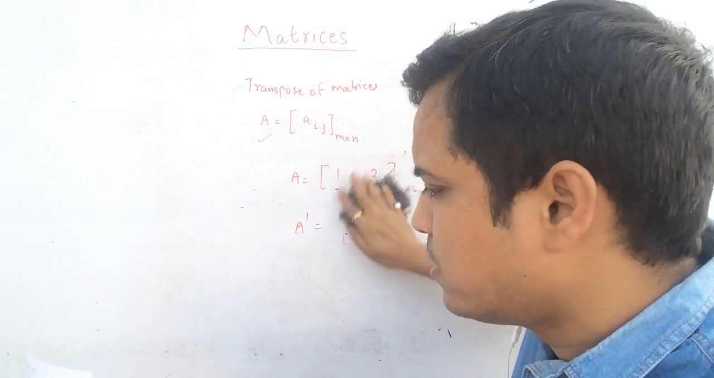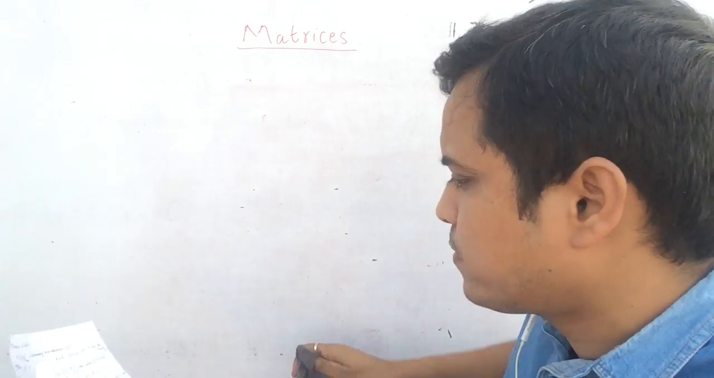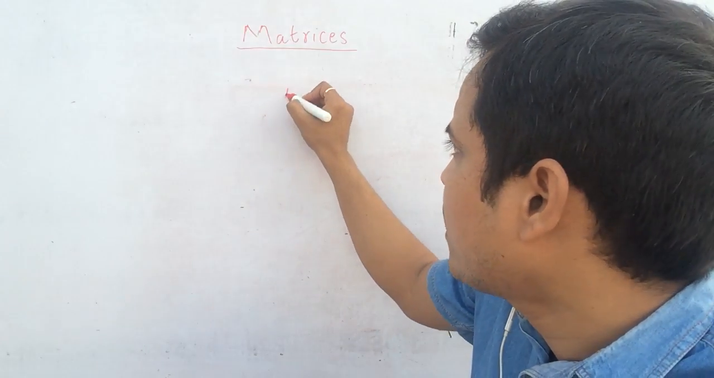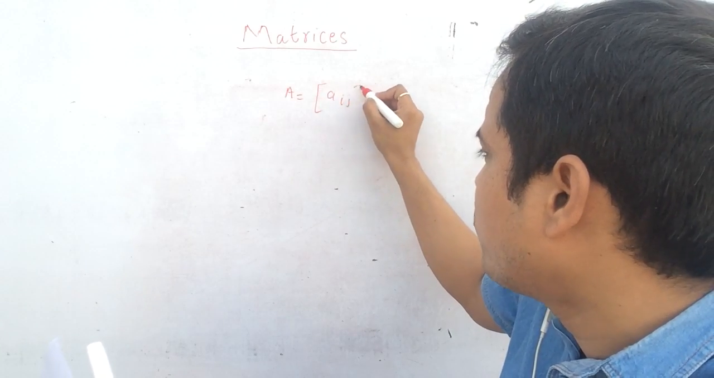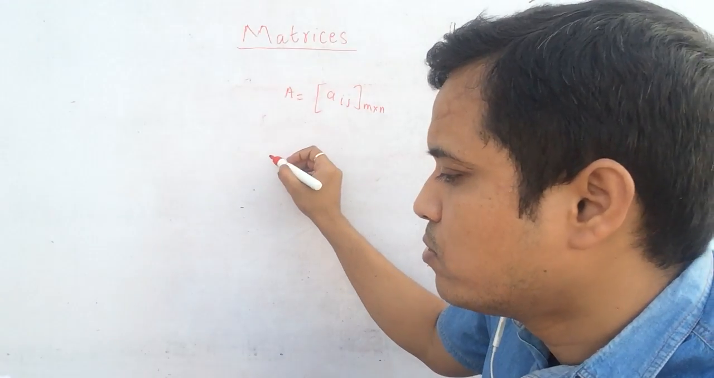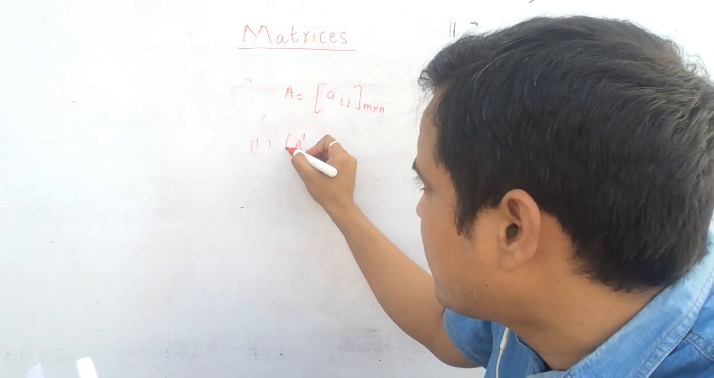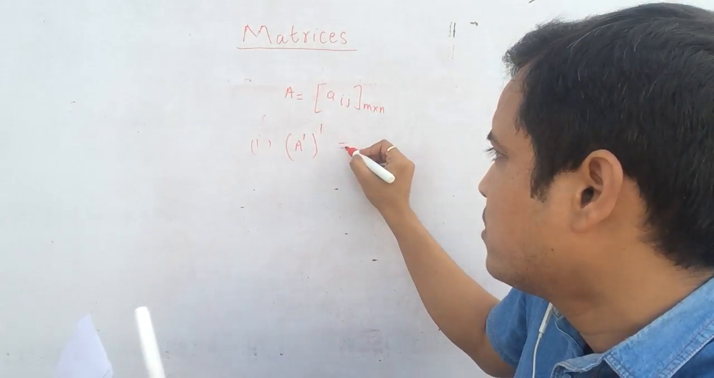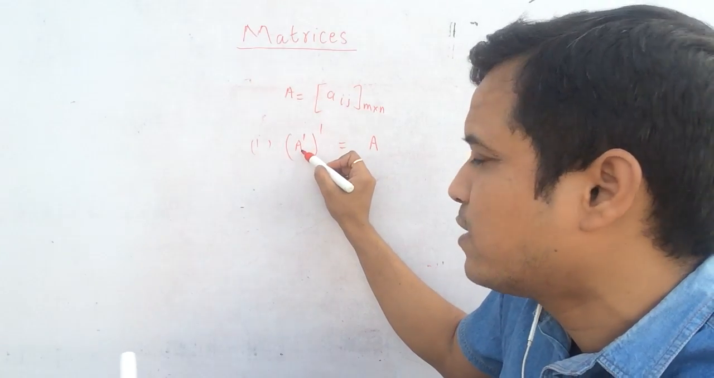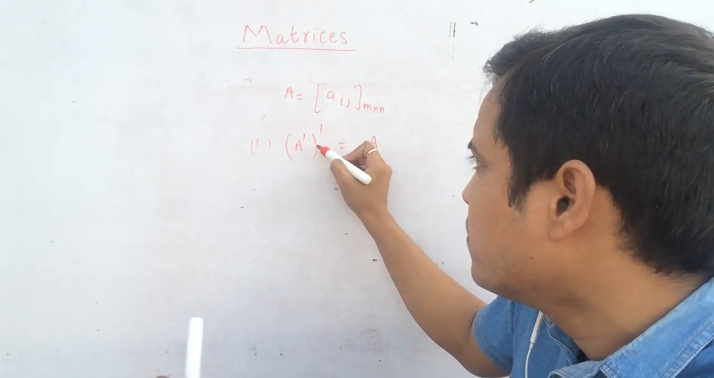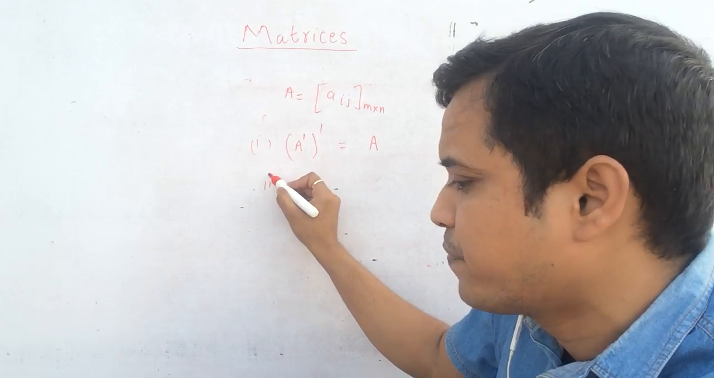Let's move to another topic: the properties of transpose. Here A equal to Aij is a matrix of order m cross n. The first property is, when you take the transpose, and then again take the transpose of this transposed matrix, you will get the same matrix. That means first you get the transpose of the matrix, then again you take the transpose of that transposed matrix, you will get the same answer.